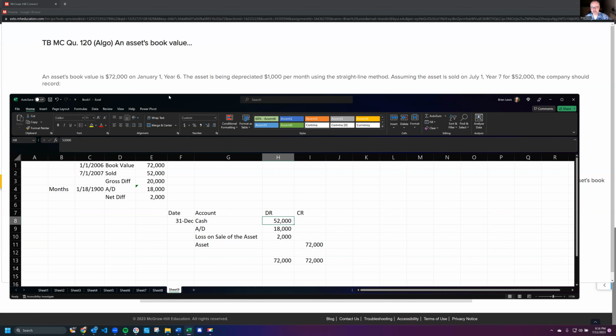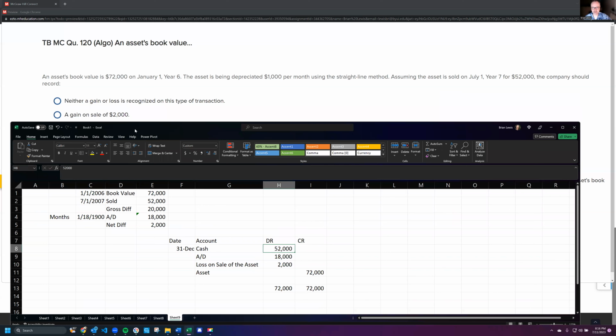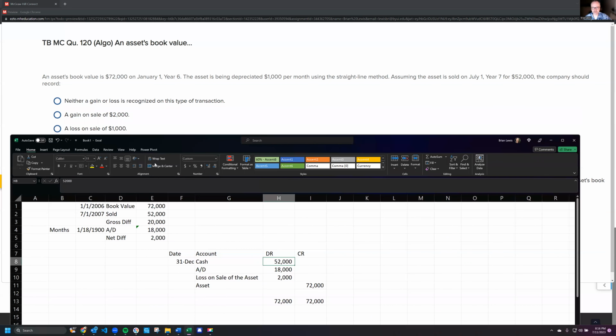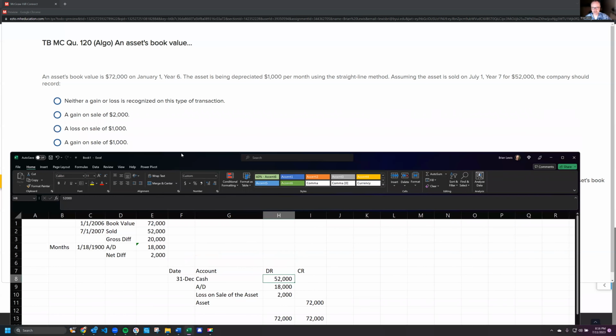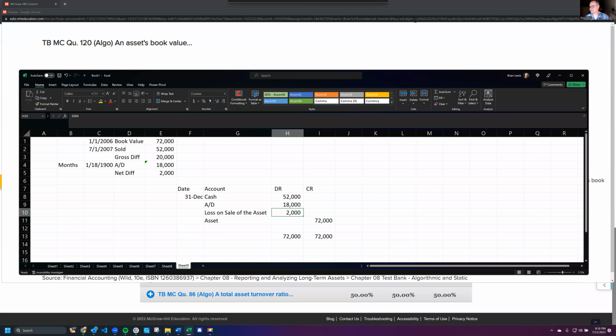Okay, so now if I look at my options, neither a gain or loss is recognized on this type of transaction. False. I got a loss. Gain on sale of 2,000. False, because I have a loss. Loss on sale by 1,000. No, I don't have a $1,000 loss. I have a $2,000 loss. Gain of 1,000, no. I have a $2,000 loss on sale of $2,000. There we go. That's the answer. That's how you get there.